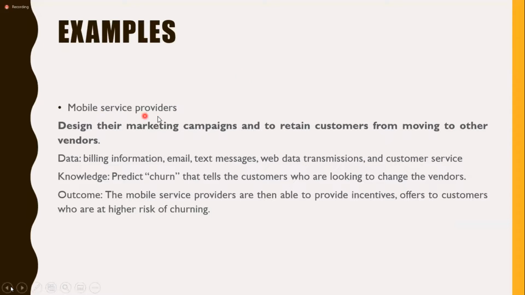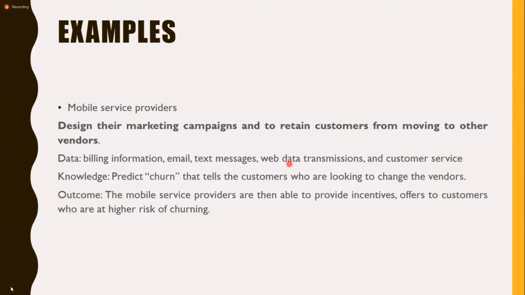Yeah, first one, mobile service providers. So they will design their marketing campaigns and retain the customers from moving to other vendors. So this is to improve their business and make profits. Actual data will be billing information, emails received or sent to the customers, text messages, web data transmissions, customer services. So all these are treated as the data and information. So here I'm mentioning data and information as a single.